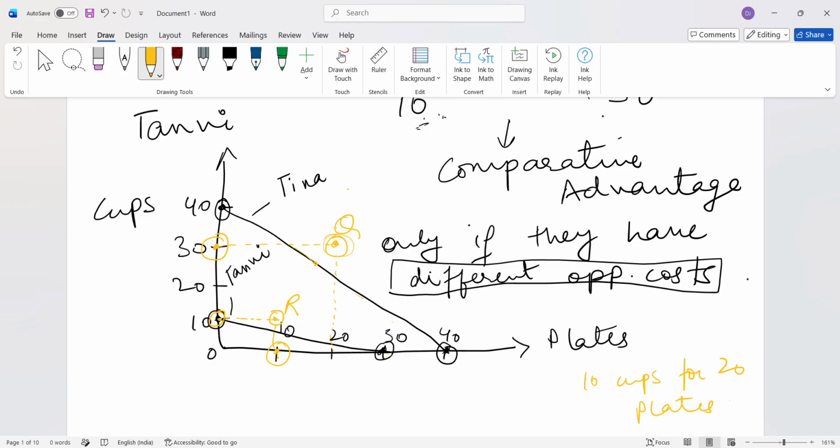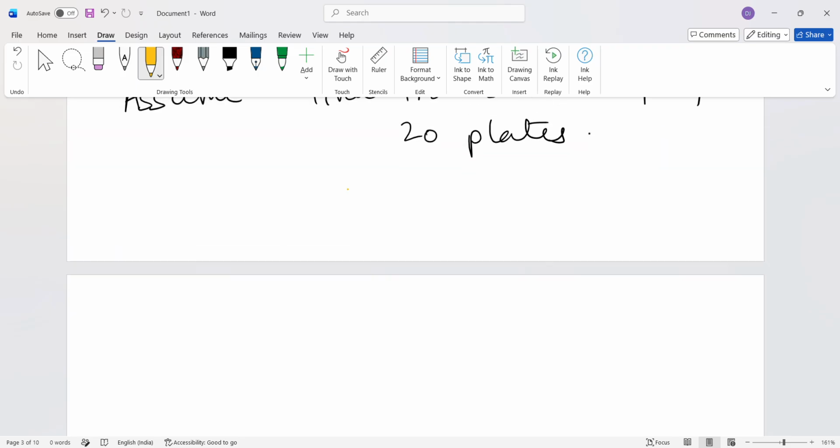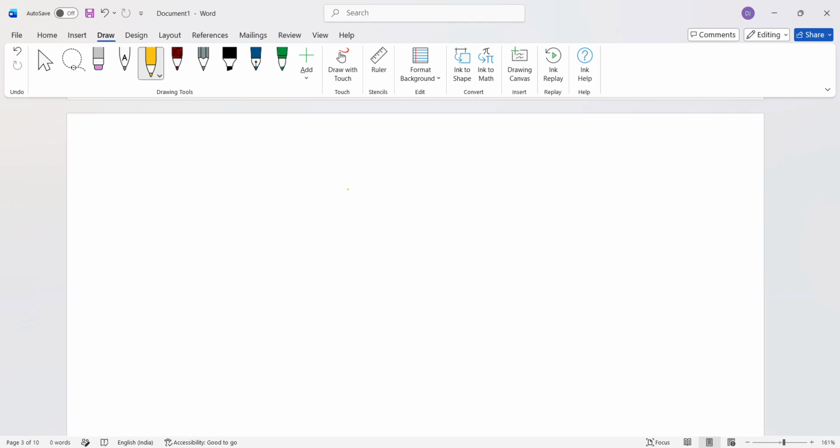All right, so we'll do another example. I'll give you another matrix so that you understand. You solve it on the same lines.